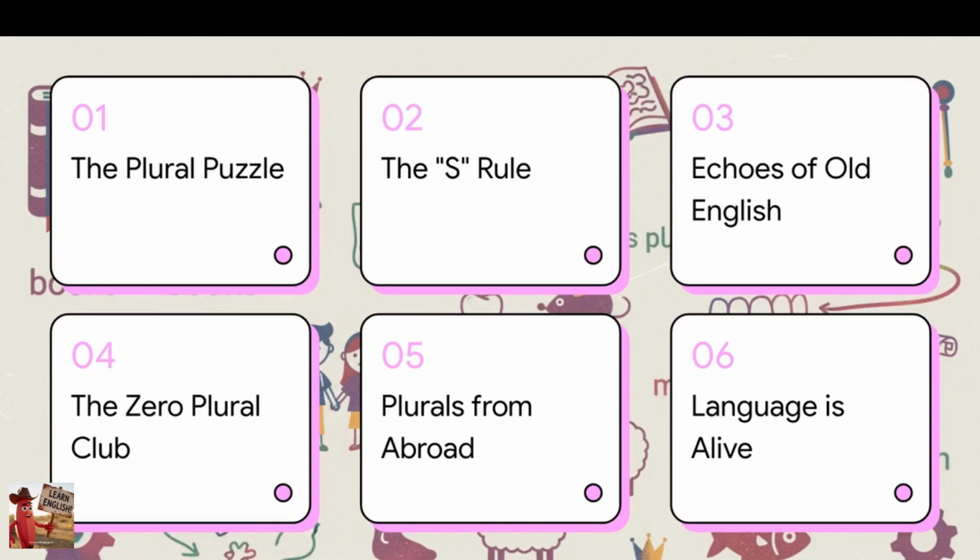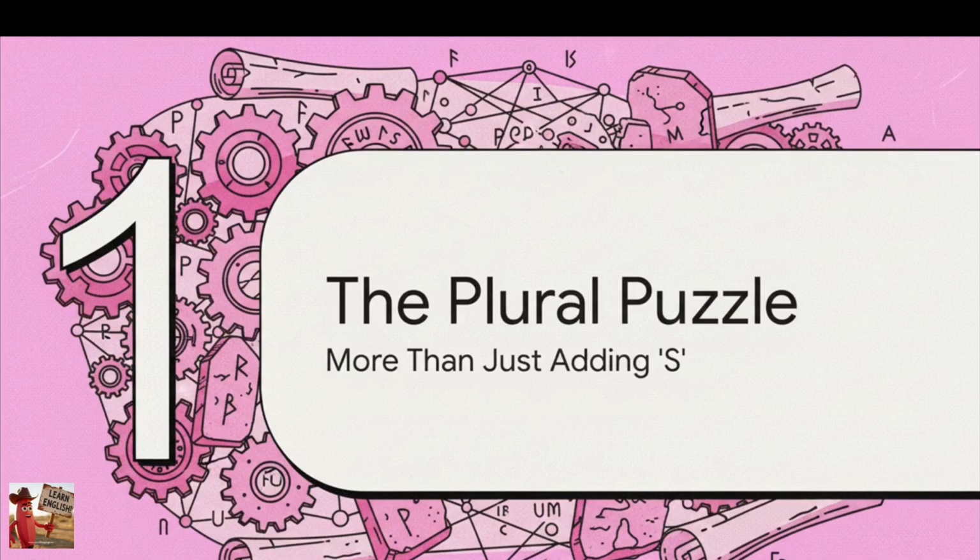So here's what we've got on tap. We'll start with this plural puzzle, then hit the basic S rule. After that, we'll get into some cool Old English stuff, the Zero Plural Club, and words from other languages. And we'll wrap it all up by talking about how language is basically alive. All right, first up, the plural puzzle. Let's get into why making a word plural is, well, it's not always just about adding that S. It's this whole system built on rules, sure, but also tons of layers of history.